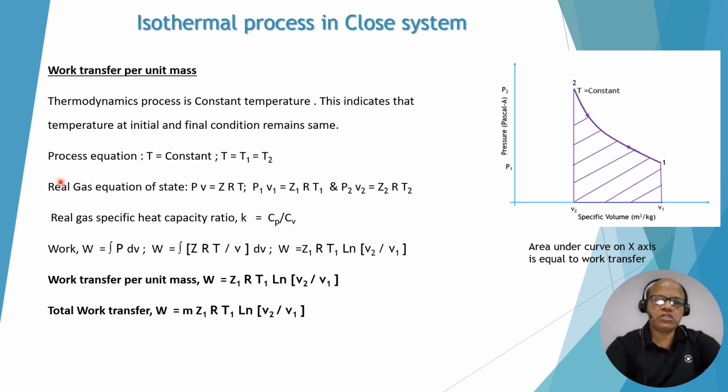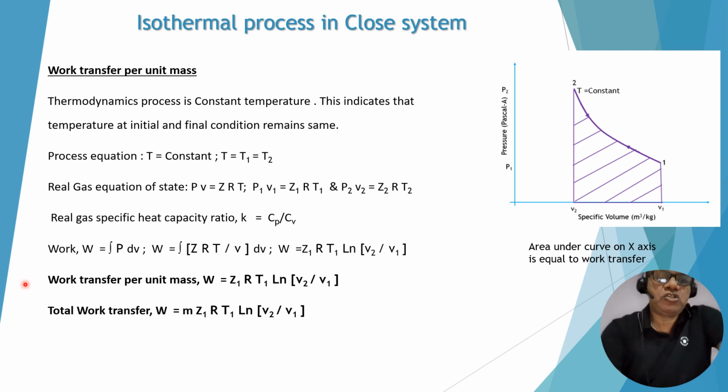Temperature remains constant, so T is equal to T1 is equal to T2. And the real gas equation PV is equal to ZRT, so P1V1 is equal to Z1RT1, P2V2 is equal to Z2RT2. Real gas equation, k is equal to Cp by Cv, and by formula W is equal to integration of PdV, and so P is replaced by ZRT upon V, and so we can write after integration Z1RT1 ln V2 by V1. Ln means natural log.